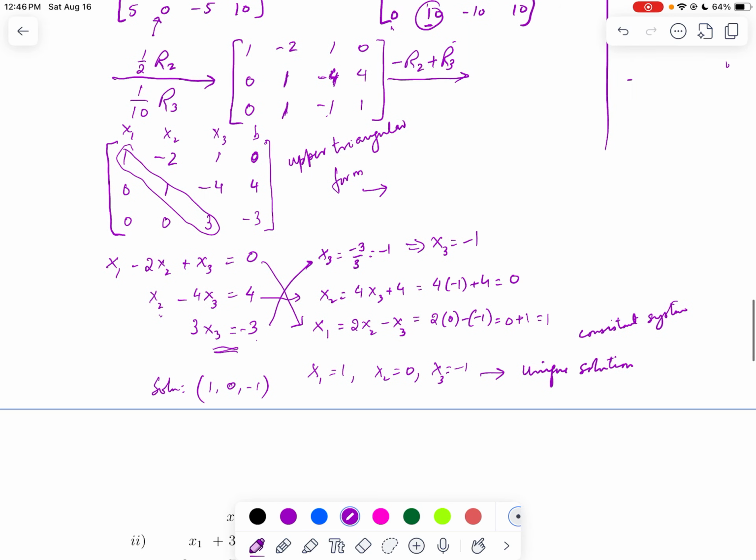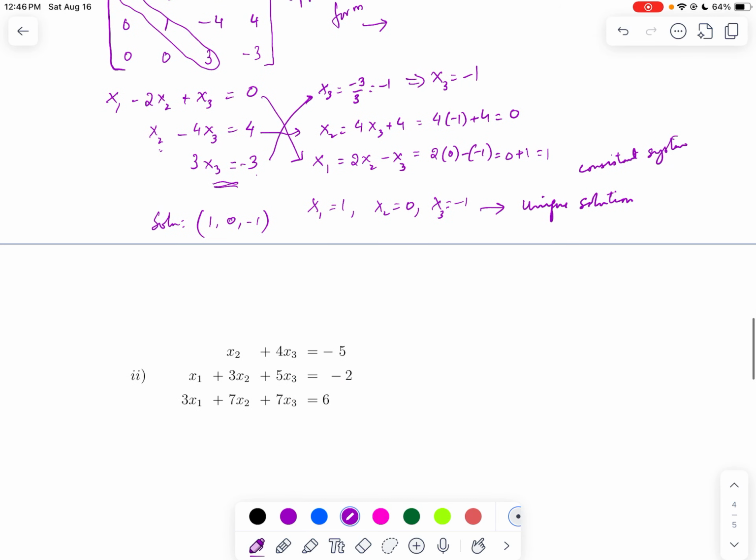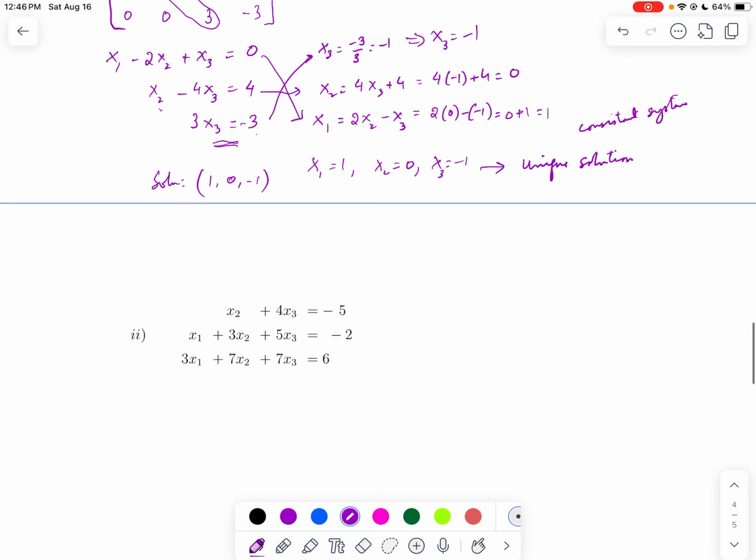So this is how we use the augmented matrix to solve the problem. Let's look at the second one. So here is the system. We start with the augmented matrix and we apply the same technique that we just did. So we have 0, 1, 4, negative 5, first row; 1, 3, 5, negative 2; and then we have 3, 7, 7, 6.